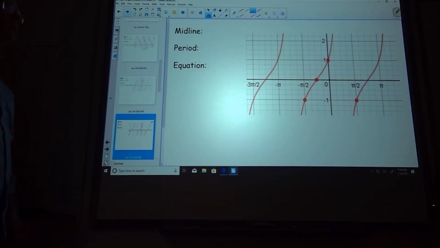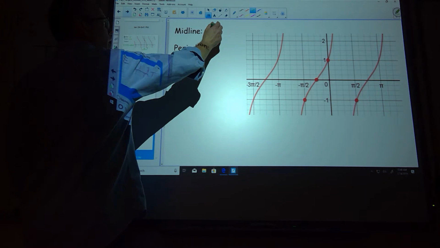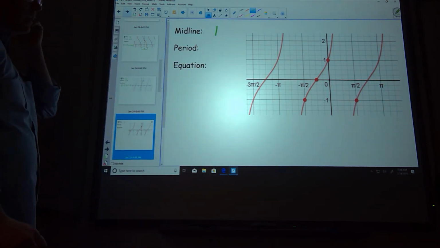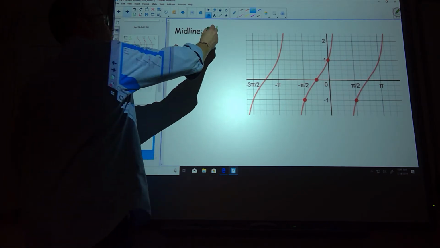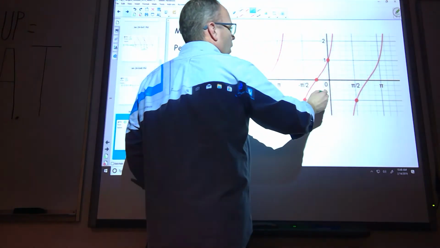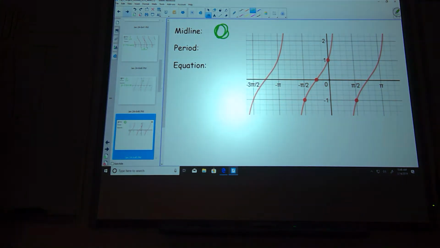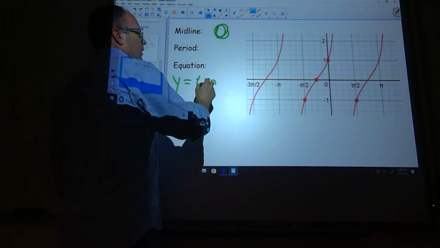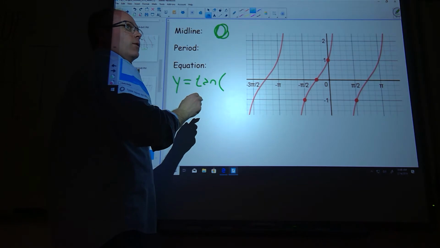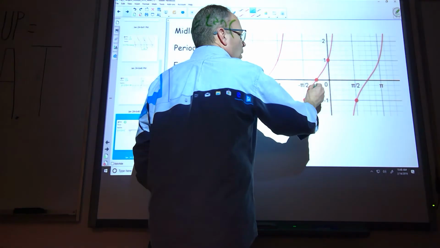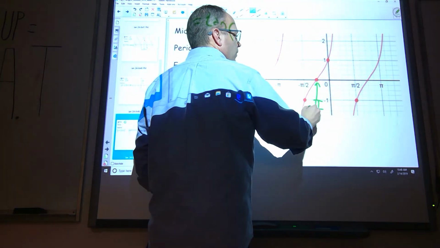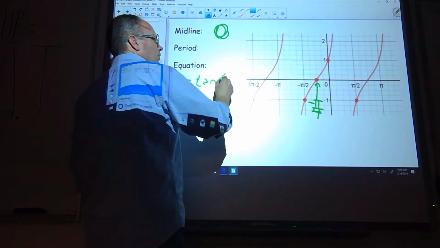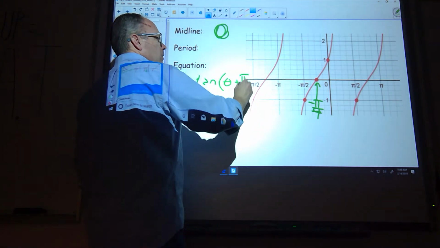All right. Midline. Go ahead. 0. Agree? No, it's 0. Ooh, hey. What did this one do? It moved it. Did it shift left or right? Left. Move left how much? What's this point right here? Negative pi over 4. Good. Okay, so this is going to be theta plus pi over 4.